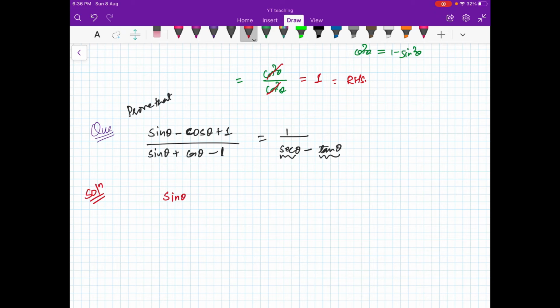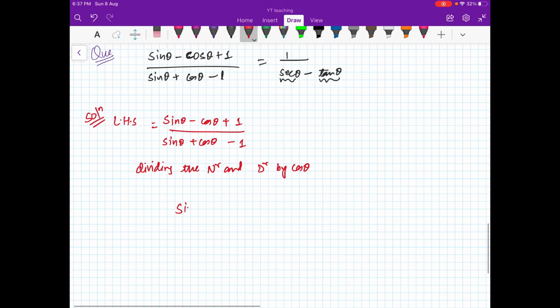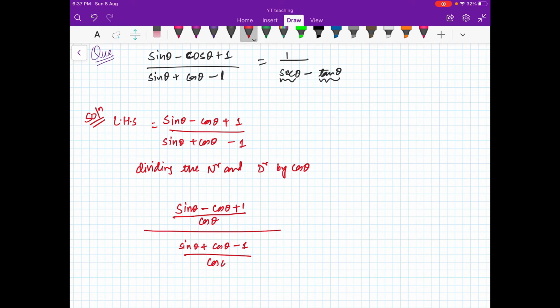Here what I am doing is, I am starting with my left hand side, which is sine theta minus cos theta plus 1 upon sine theta plus cos theta minus 1, right? So I am dividing the numerator and denominator by cos theta, right? So you will see left hand side becomes sine theta minus cos theta plus 1 divided by cos theta, and then in the denominator we have sine theta plus cos theta minus 1 upon cos theta, right?